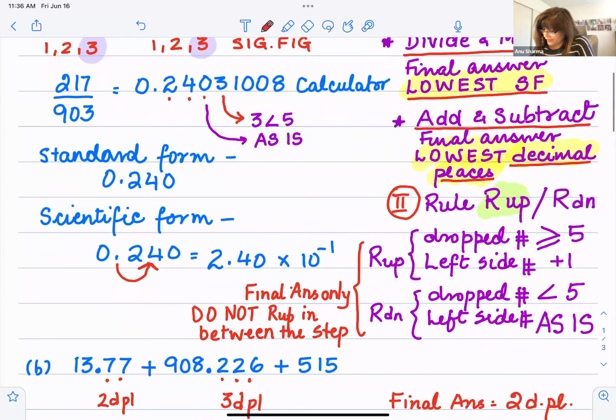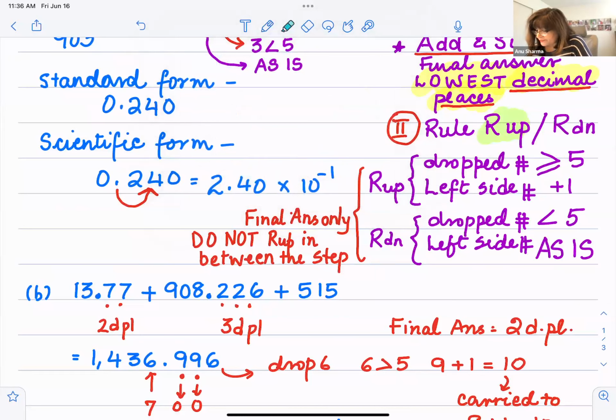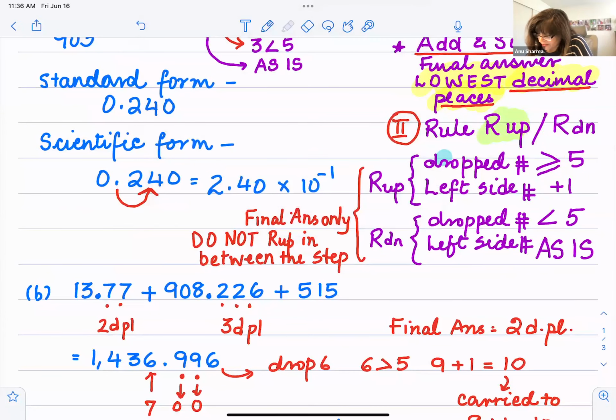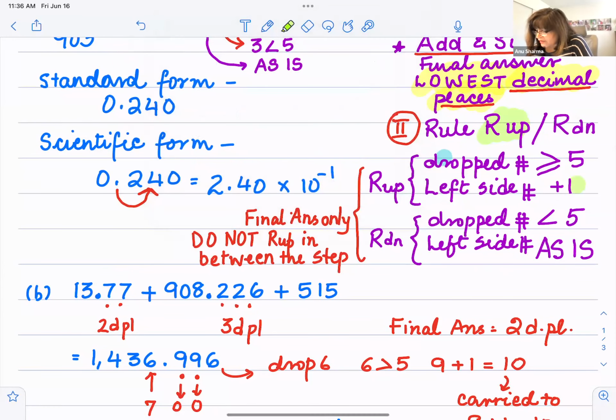When we are rounding up or down, we look at the dropped number. If the dropped number is 5, then you add 1 to the number on the left hand side. But if the dropped number is less than 5, then you leave the left side number as it is.